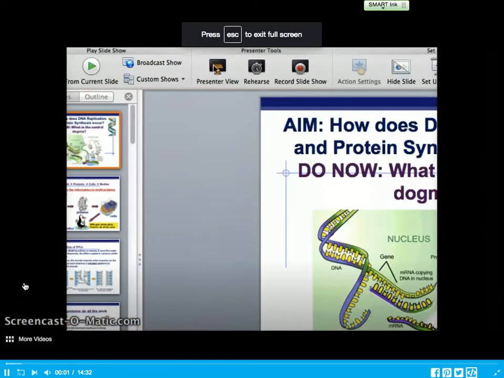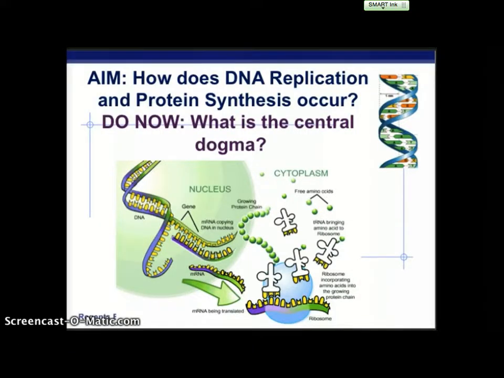Unit 8, page 3. How does DNA replication and protein synthesis occur? Do now. See if you can write down what the central dogma of DNA is.